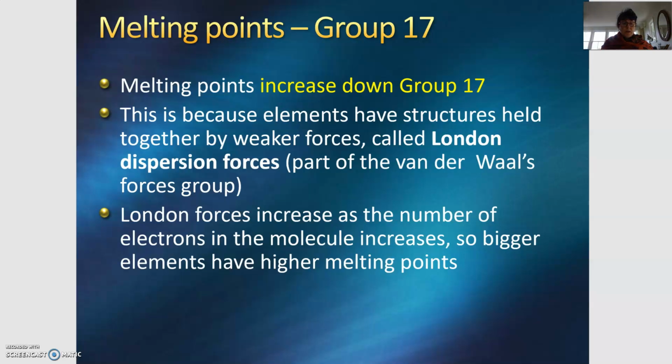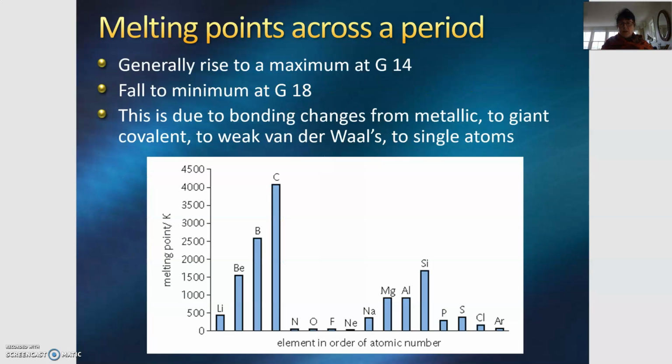If we look at melting points across a period, you can see quite a complicated picture here in this graph. Generally, the melting points will rise to a maximum at group 14 and then fall to a minimum at group 18. So rising to a maximum at group 14 and then a minimum at group 18. And this is due to the way that bonding changes from metallic bonding to a giant covalent structure.